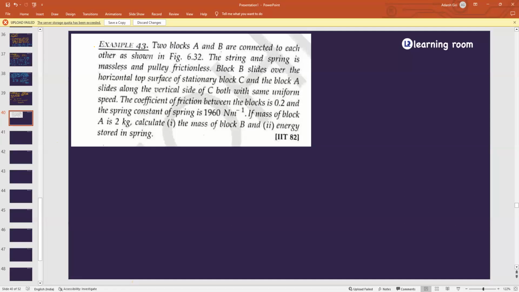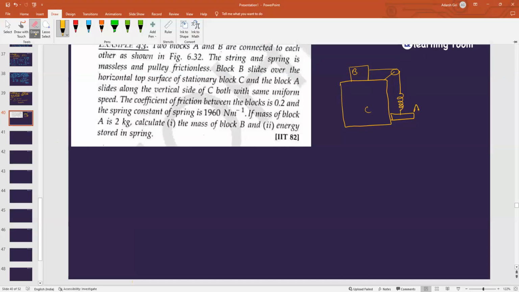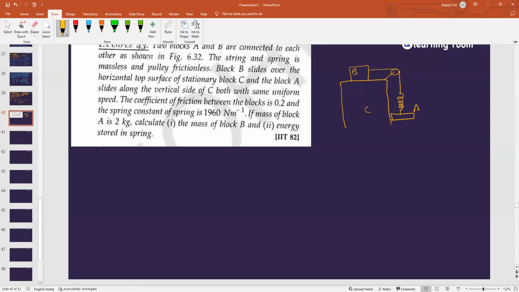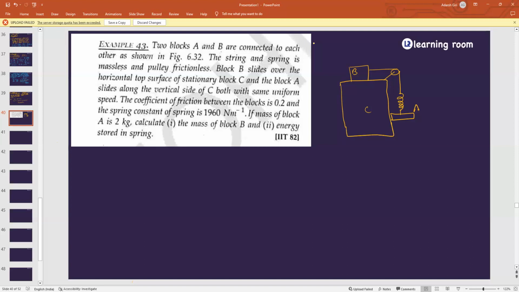Okay, a figure is required. I'm drawing the figure. Figure is like this. So we have a big block here. This is C. A smaller block is here, this is B, connected to a spring. See, all these things seem to be hard, but when you apply the basics, it becomes very easy. And this is the lower block, A. Now try to solve this question.